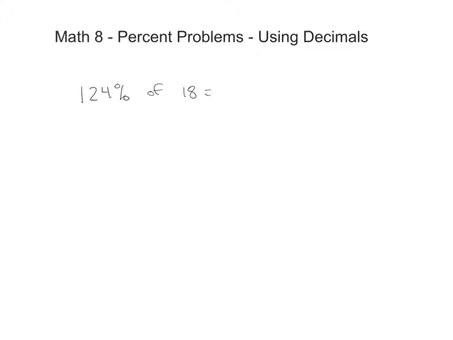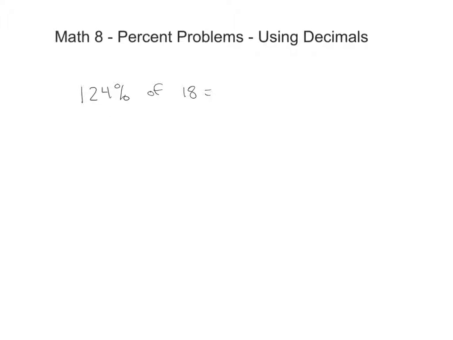We're going to do 124% of 18, and we're trying to figure out how much that is. Now, just a reminder, 100% would be 18. So 124% should be somewhat more than 18. So I'm expecting to get a number that's even bigger than 18. That's good to keep in your mind because it will help you determine whether your number is reasonable or not. So here's the process.